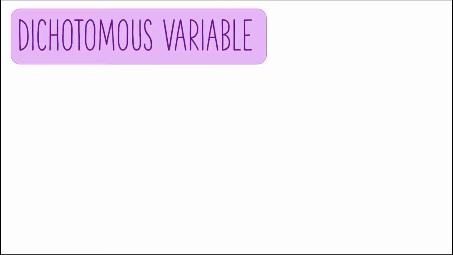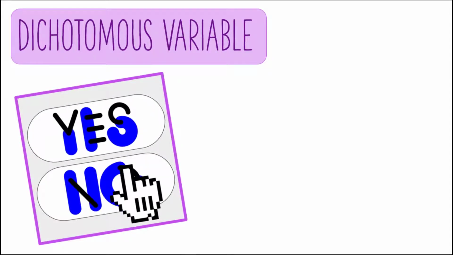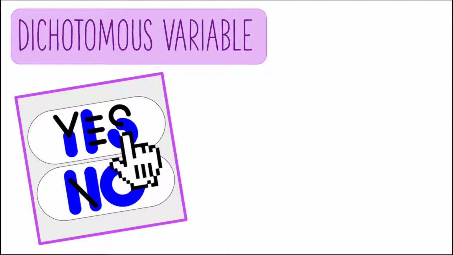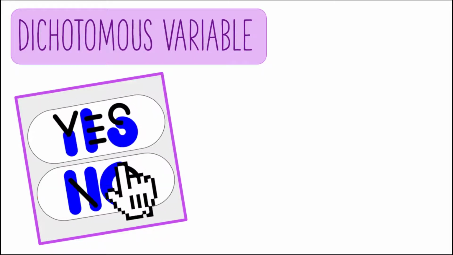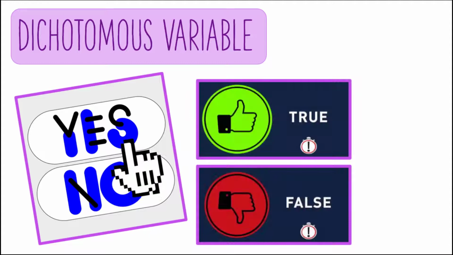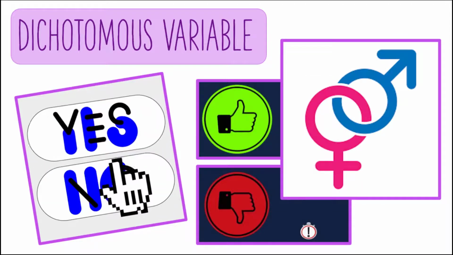Dichotomous variables, on the other hand, are variables that take only two values. Here are some examples. It could be a yes or no question, since there are two possible values. It could be true or false, or sex, male or female.